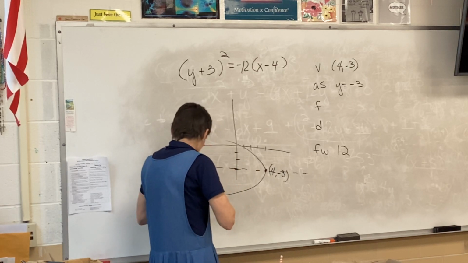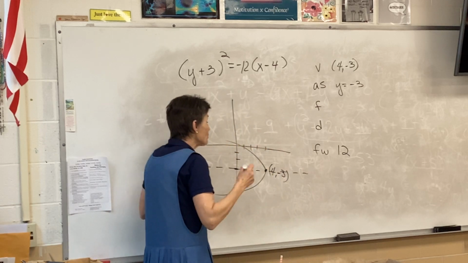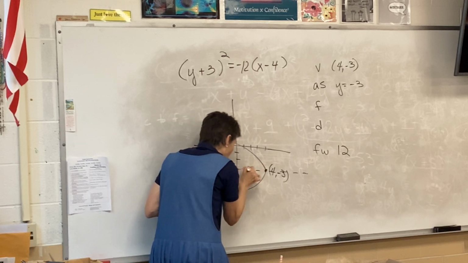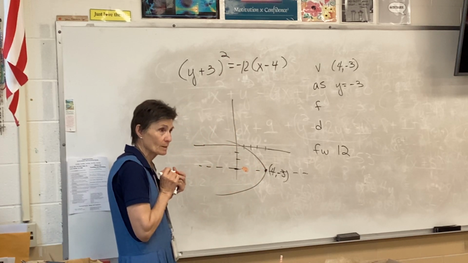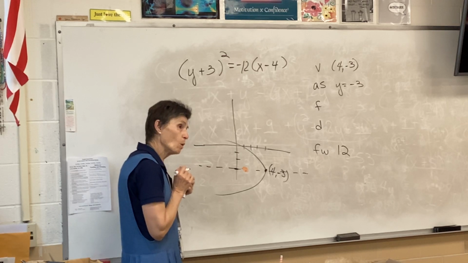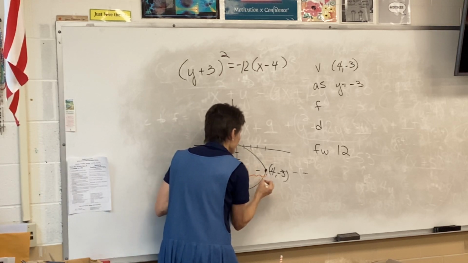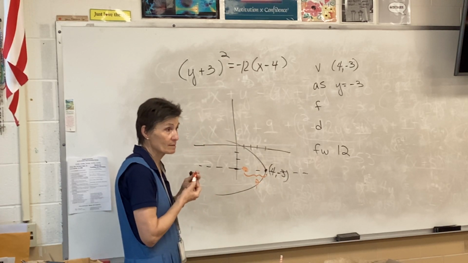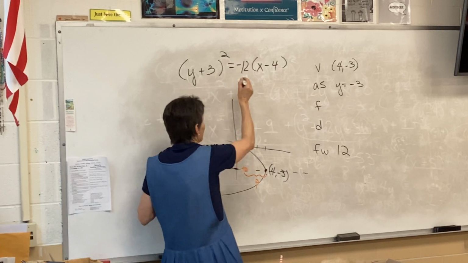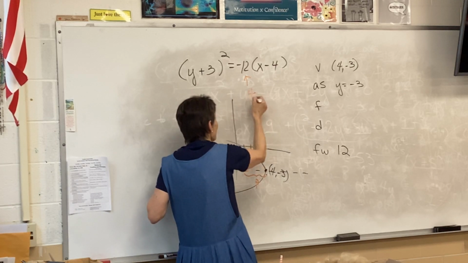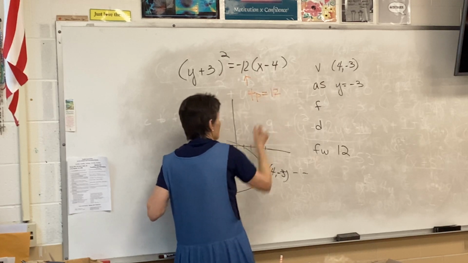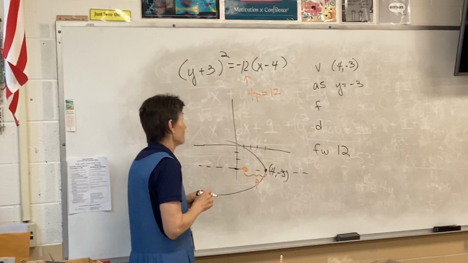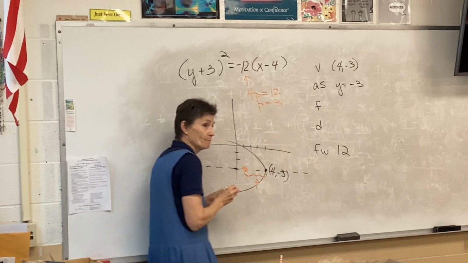Now, how about my focus? I don't know exactly where it is, but I know it's in here somewhere, right? Like somewhere in there. And I would know where it was if I knew what this was. We call that P. How do I tell what P is? I go up here, and that number, whatever it is, is always 4P. Always 4P. So if 4P is 12, then P has to be 3.